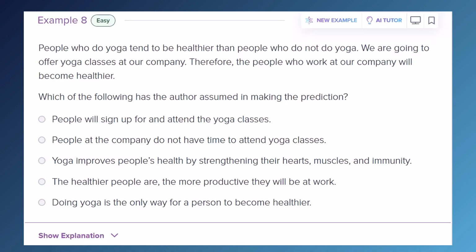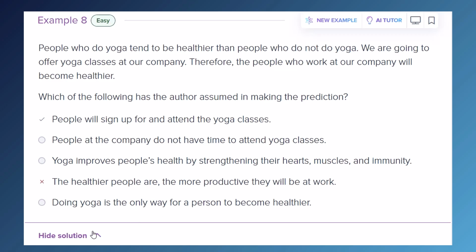Here is my TTP example. People who do yoga tend to be healthier than people who do not do yoga. We are going to offer yoga classes at our company. Therefore, the people who work at our company will become healthier. Which of the following has the author assumed in making the prediction? Is it A, people will sign up for and attend the yoga classes? B, people at the company do not have time to attend yoga classes? C, yoga improves people's health by strengthening their hearts, muscles, and immunity? D, the healthier people are, the more productive they will be at work? Or E, doing yoga is the only way for a person to become healthier? I'm going to choose D.